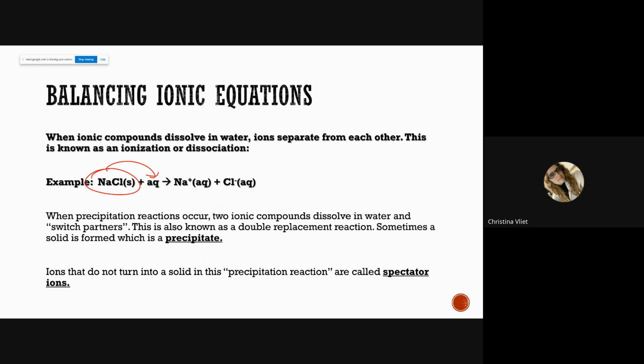The actual literal process of putting salt in water is that the Na+ ions will separate from the Cl- ions. And what separates the Na+ from the Cl-? Water. Water surrounds the positive ion, and water surrounds the negative ion. All you have to remember is that your ionic compounds break apart when placed in water. They don't always break apart though. Do you remember something called soluble salts versus insoluble salts?